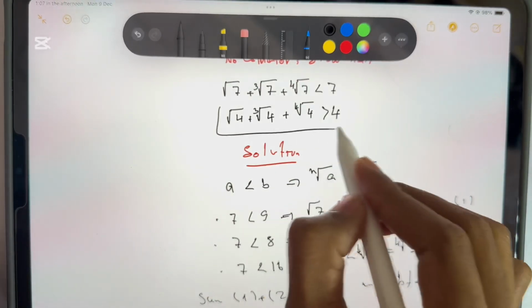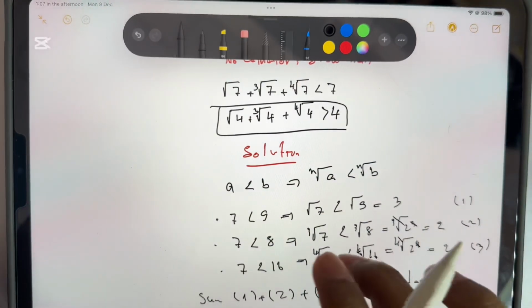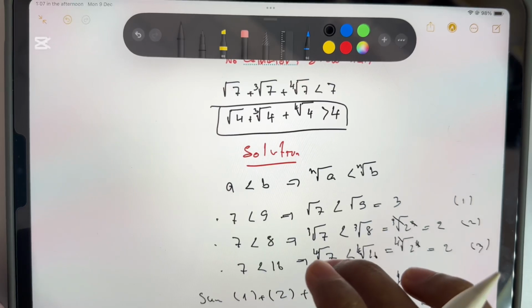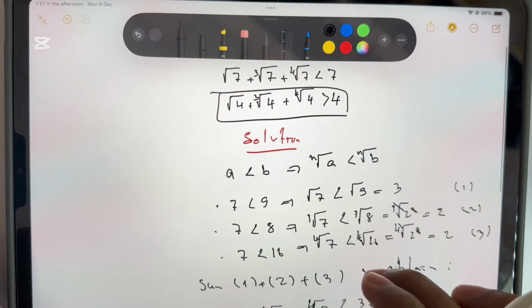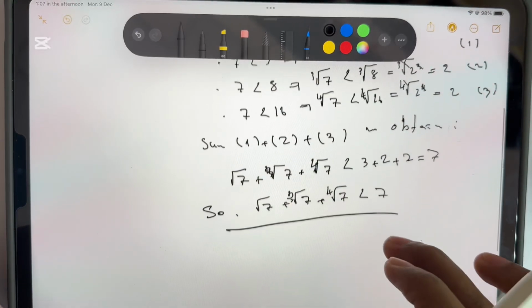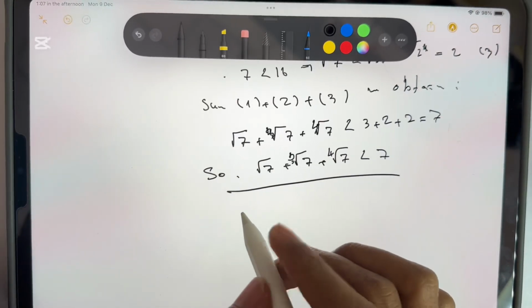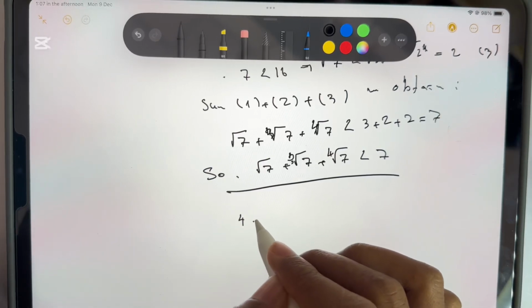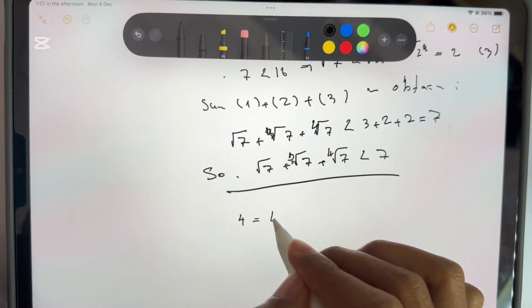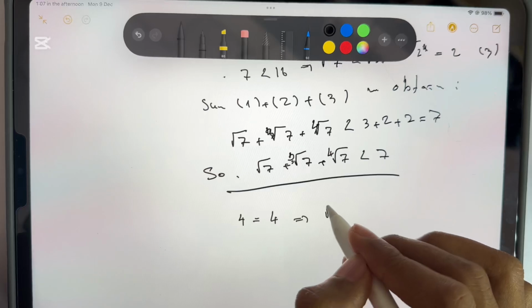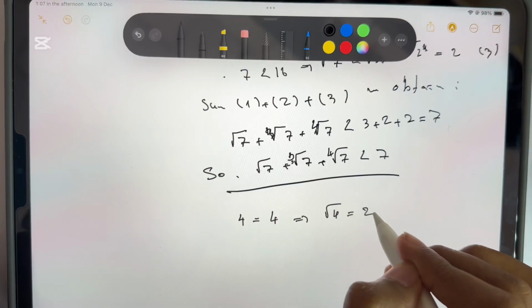How to solve this? The inequalities above are not simple, so you can try it on your own, and I will also solve it for you. Look at this. We have 4, and the square root of 4 is equal to 2.